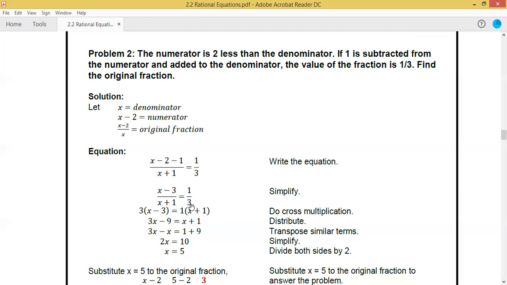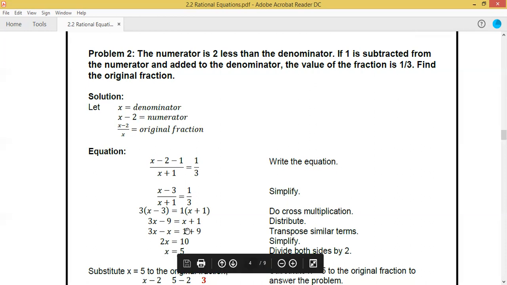That becomes 3 quantity x minus 3 equals, how about the other side? 1 quantity x plus 1. Then let's do the distribution property. 3 times x is 3x. 3 times negative 3 is negative 9 equals 1 times x is x. 1 times 1 is 1.